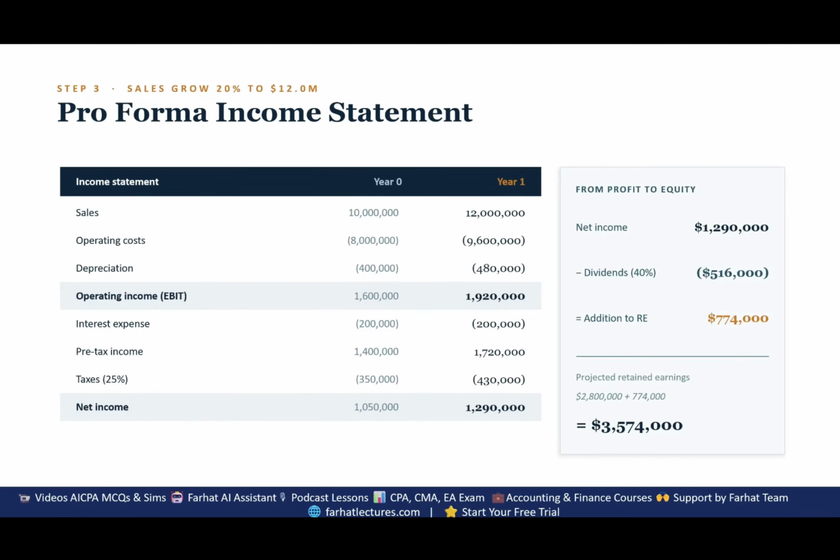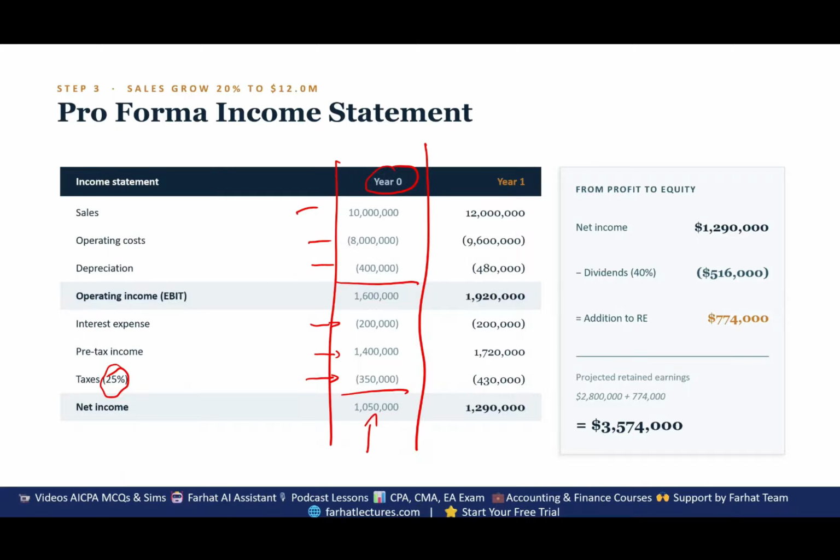Now let's take a look at the pro forma income statement. So this is the base income statement, year 0. We have sales of 10 million, operating cost of 8 million, depreciation of 400,000, operating EBIT, which is sales minus those two, 1.6 million. Interest expense is 200,000. Then we have pre-tax income, which is operating income minus interest expense, 1.4 million. We are assuming a 25% tax rate. Net income is 1,050,000.